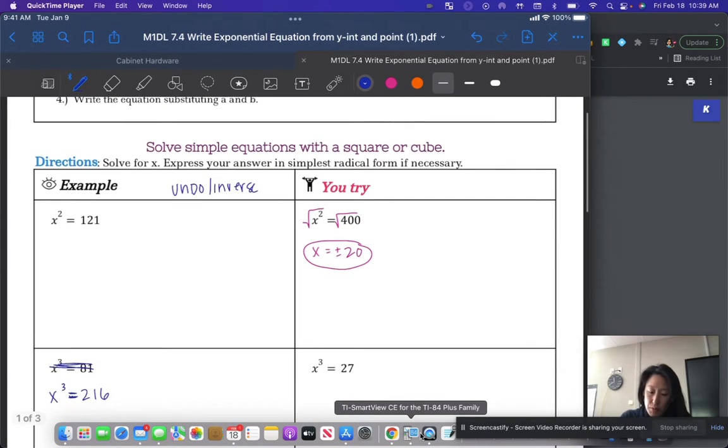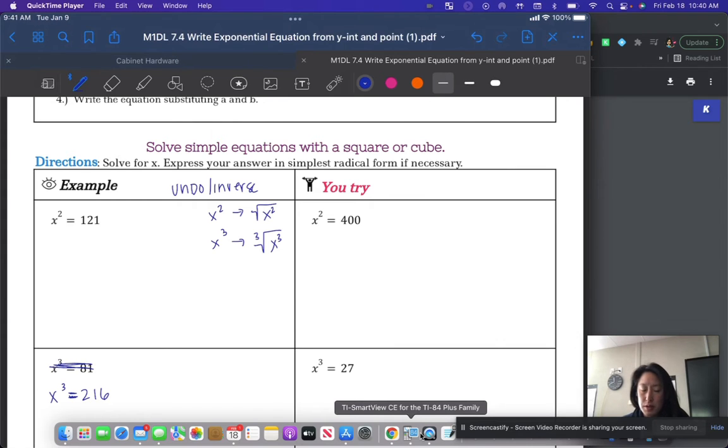Okay, so what we're going to do first is just practice some cubes and squares, so solving for cubes and squares. So I have x squared is equal to 121. To undo an x squared, the inverse would be to take the square root of x. Okay, to undo an x cubed, we would take the cube root of x cubed. So that's what our inverse operation is, our undoing operation. We've seen this like in Pythagorean theorem.